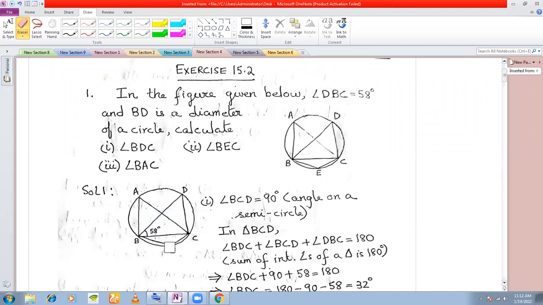Moving on to the next one. So we have found what angles? Let me write it here so that we know we have found these angles. This angle we know is 90 degrees, and this angle we have found out to be 32 degrees. Okay, proceeding to the next question.